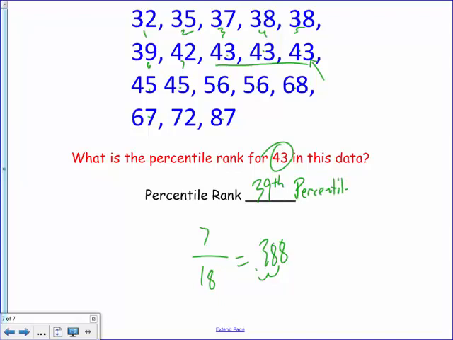So we usually round up to the nearest percentile, right? You never really see like, you're in the 38.8 percentile. They'd round up and say the 39th percentile there. Okay, so that's kind of the only thing that's new in this section.